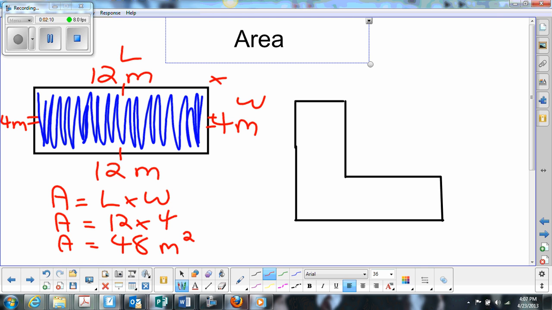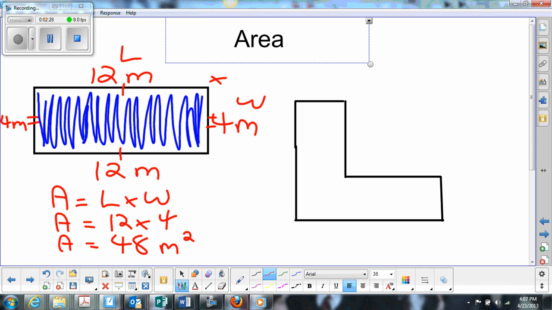So for this rectangle, area equals length times width. The length is 12 meters, the width is 4 meters. Area equals 12 times 4, which equals 48. Area equals 48 meters, and because it is area, it is squared. Area equals 48 meters squared.